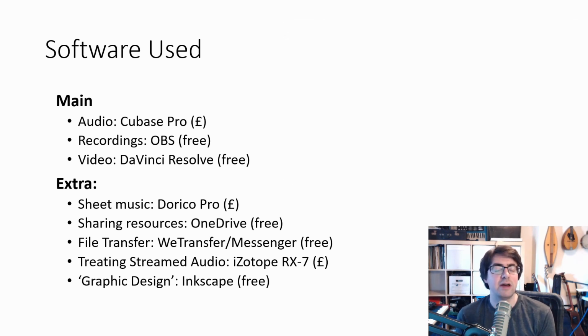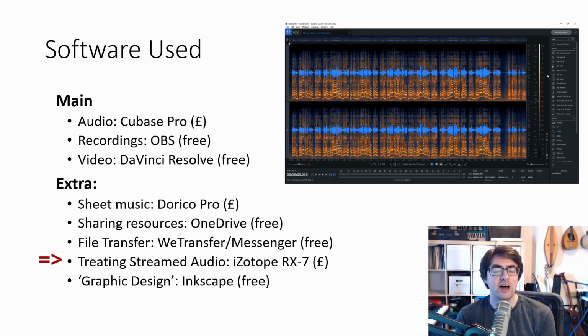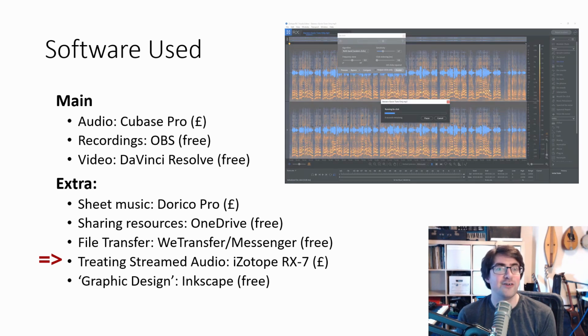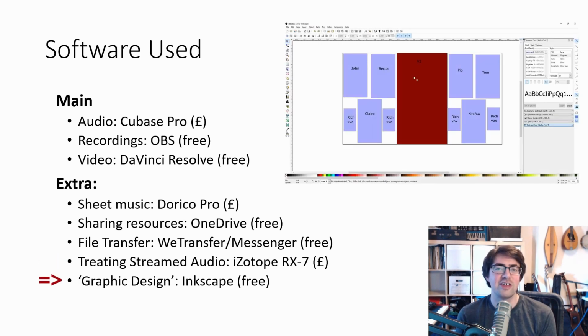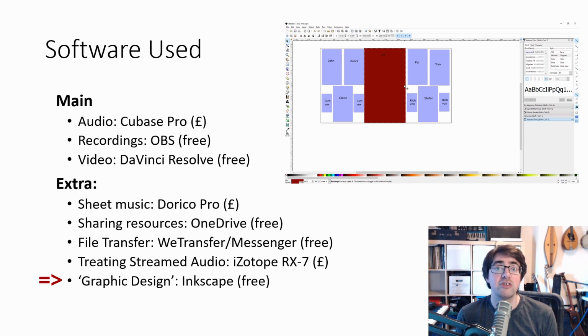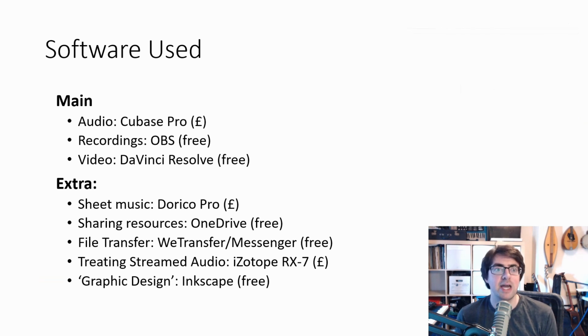Because I was basing all of this around a live streamed audio recording, there were some clicks and pops every now and then. So to treat that and to make it a little smoother, I used iZotope's RX7. And then finally for graphic design, which essentially is just for me to be able to work out how all the different scenes are going to fit together, I used Inkscape. So those are the main bits of software that I used.